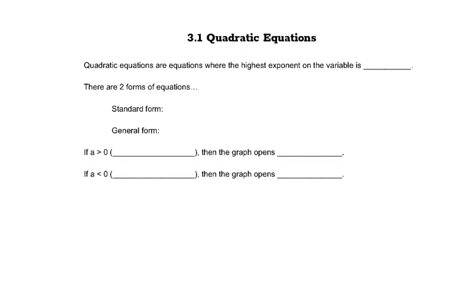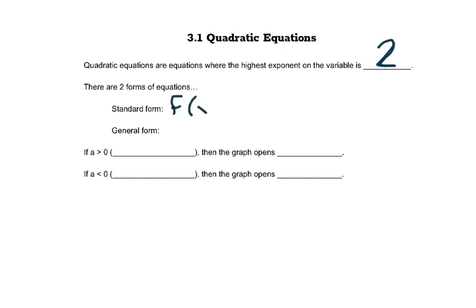In this chapter, we'll talk a little bit more about quadratic equations and graphing them. Quadratic equations are equations where the highest exponent on the variable is 2. So we have an x squared and nothing higher than that. There are two forms of a quadratic equation.